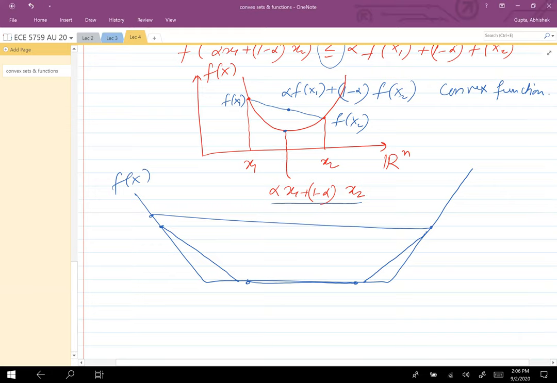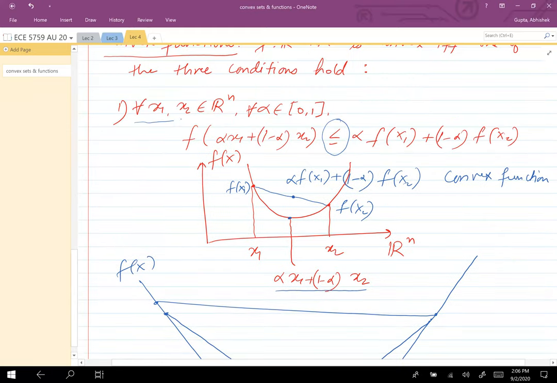No, so this is true. This has to be true for all points x1, x2 in Rn. This definition should hold across the entire domain, not just at specific two points that you pick. Okay, over the entire domain.